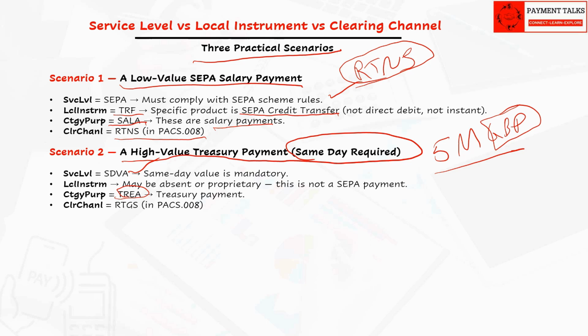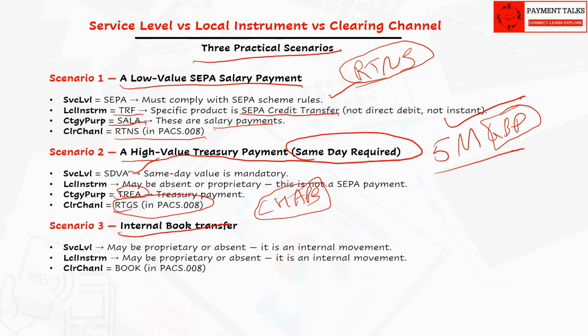Clearing channel is equal to RTGS in PACS.008. At £5 million, CHAPS, the UK RTGS system, is the only appropriate rail. This payment settles gross and in real time. No netting, no batching. Third scenario is an internal book transfer. A corporate with accounts at the same bank, say HSBC UK, moves funds between two of its own accounts, both held at HSBC. Service level may be proprietary or absent.